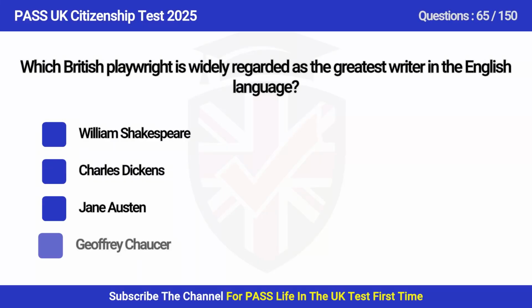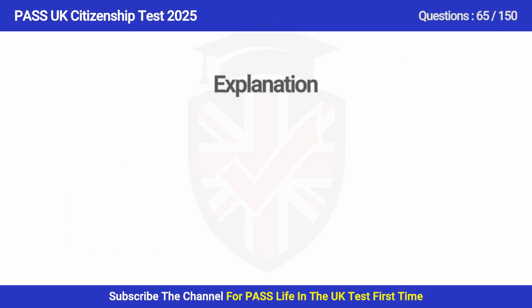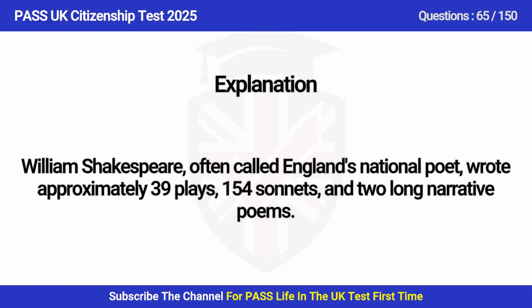Question 65. Which British playwright is widely regarded as the greatest writer in the English language? A. William Shakespeare, B. Charles Dickens, C. Jane Austen. Answer is A. William Shakespeare. William Shakespeare, often called England's national poet, wrote approximately 39 plays, 154 sonnets, and 2 long narrative poems.